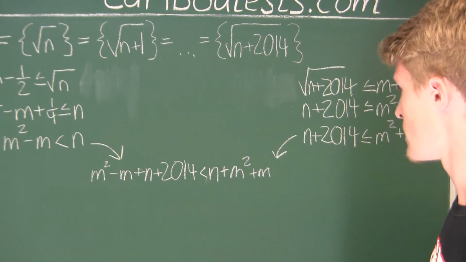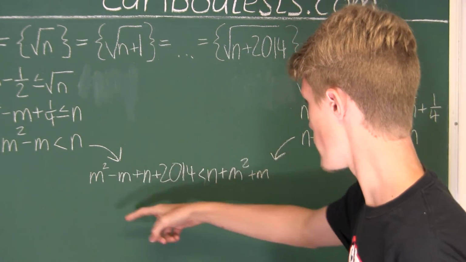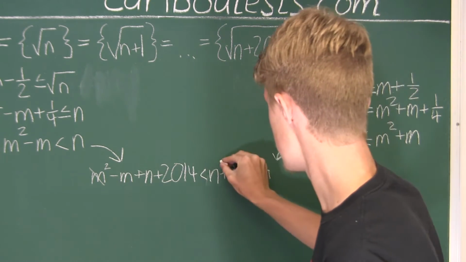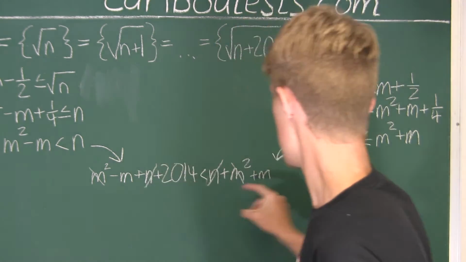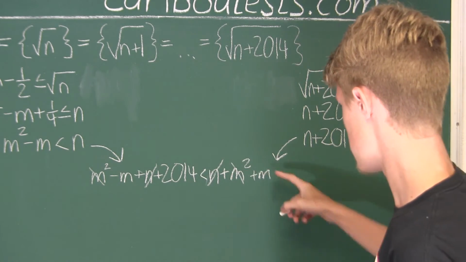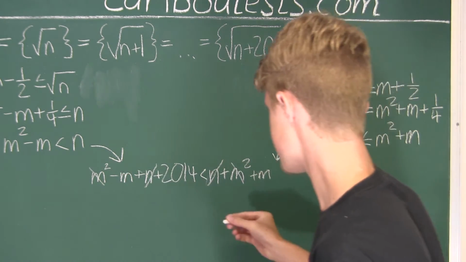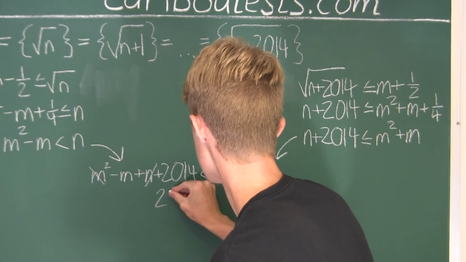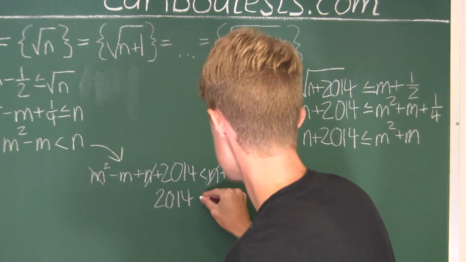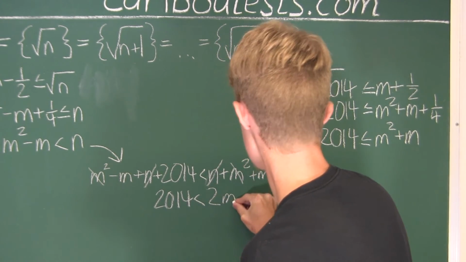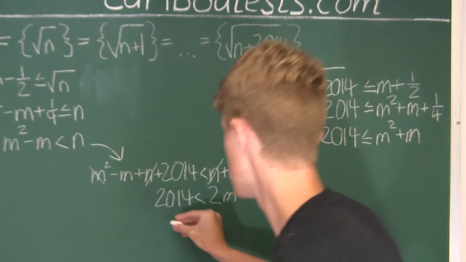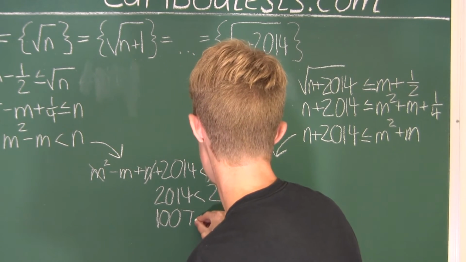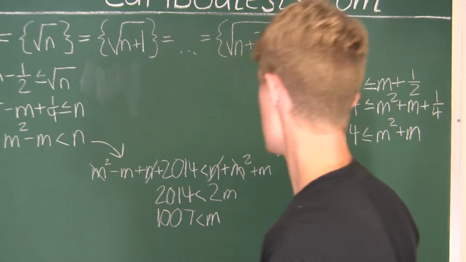Alright, now we have m squared and m squared, which will then cancel out. Then we have n and n, which will cancel out. And then if we bring the m's on this right side, then we have m, well, plus this m is 2m over here, and still 2014. And that is then less than 2m. And dividing by 2 on both sides, we're left with 1007 is then less than m.